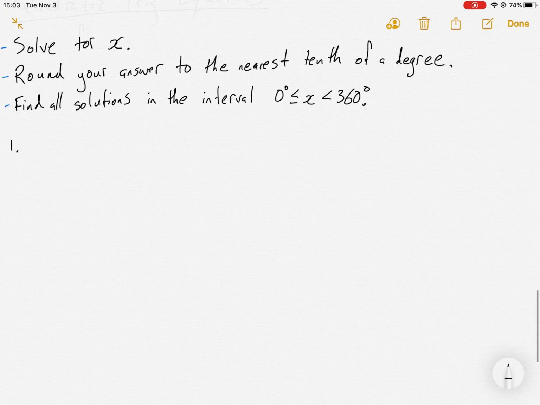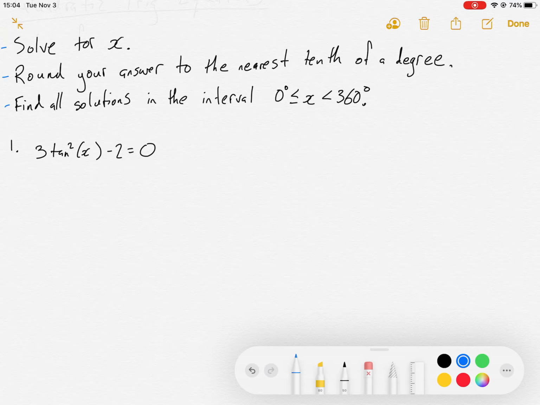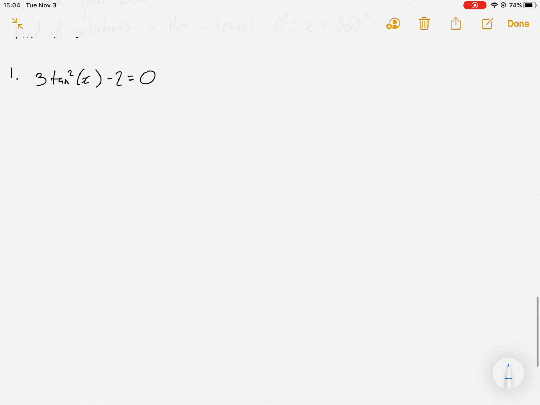So once again, we'll do a few of these. Let's start off with 3 tangent squared of x minus 2 equals 0. Just like in the previous video, you can use your prior knowledge. You probably know that you need to add 2 and divide by 3. So we're going to do that. Tangent squared of x equals 2 over 3.